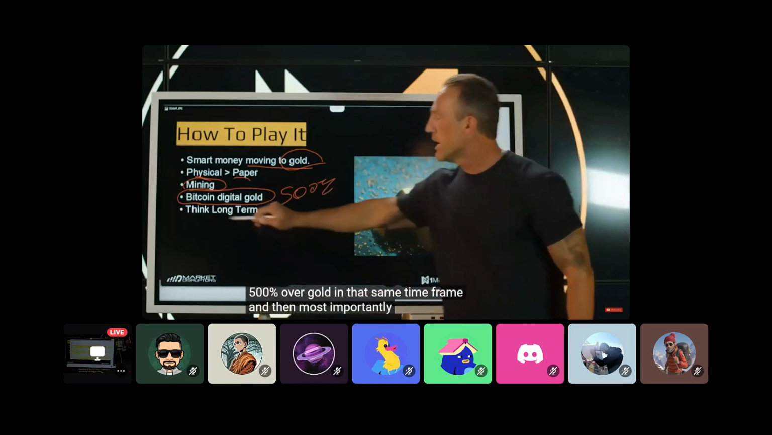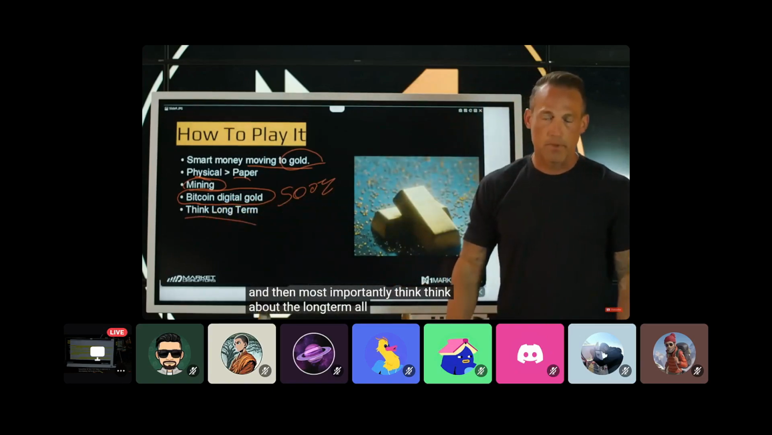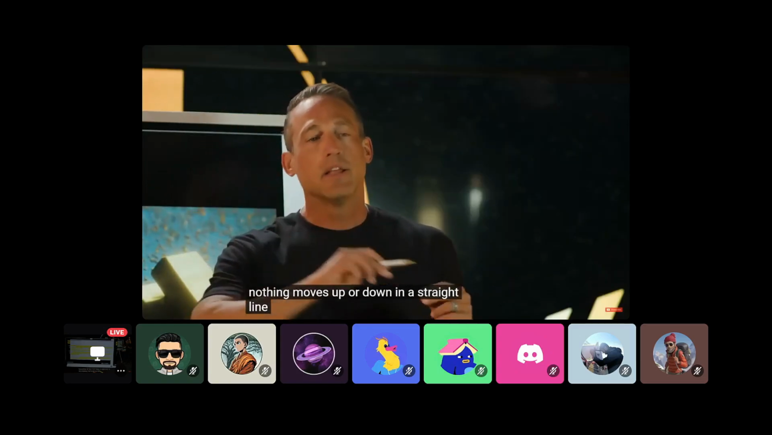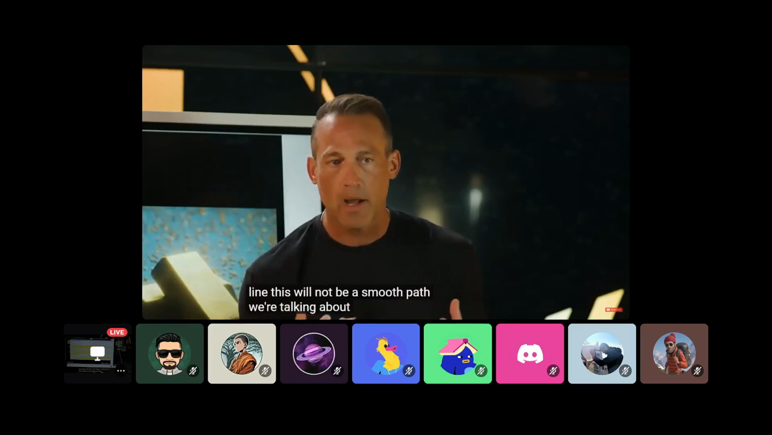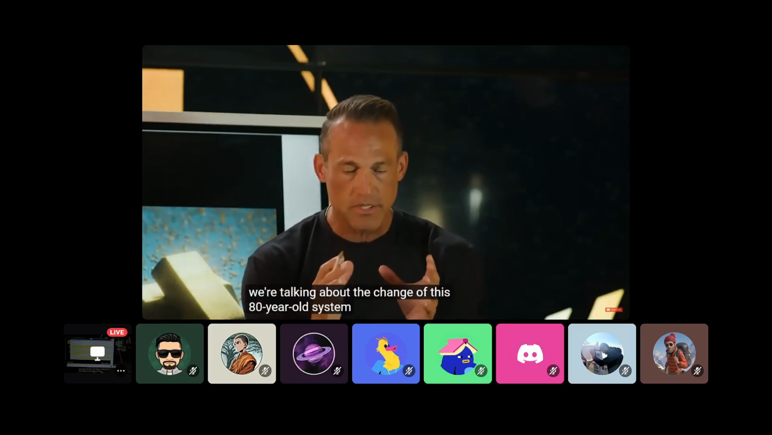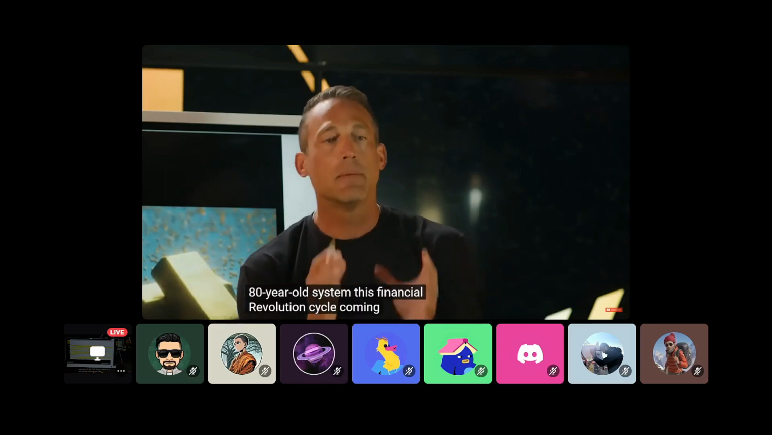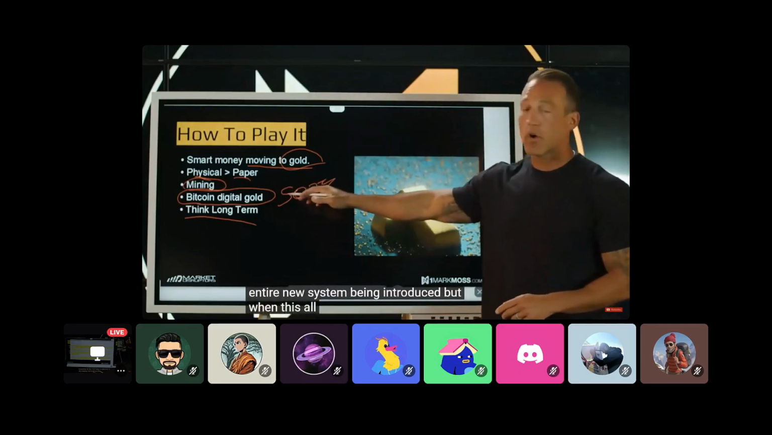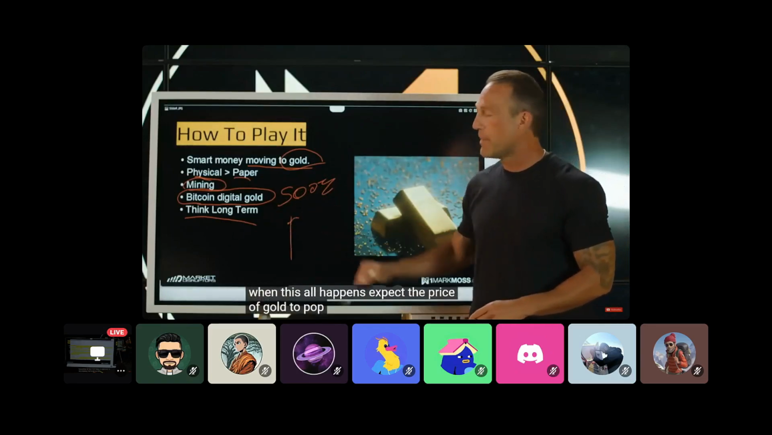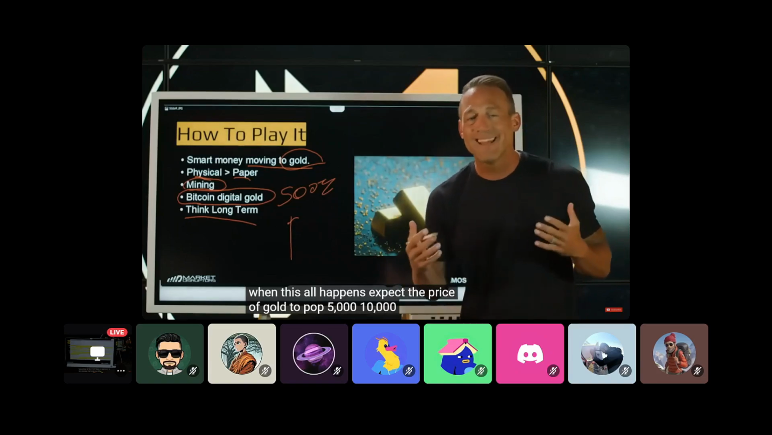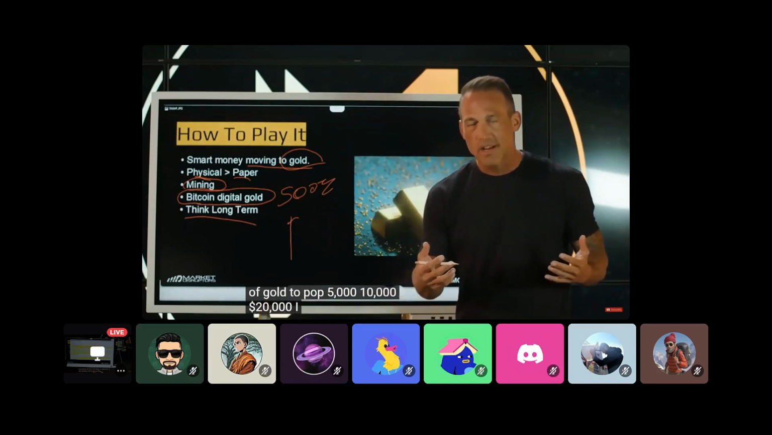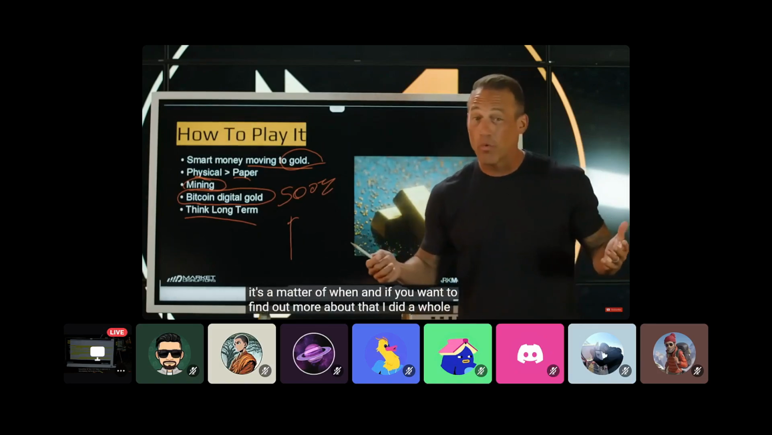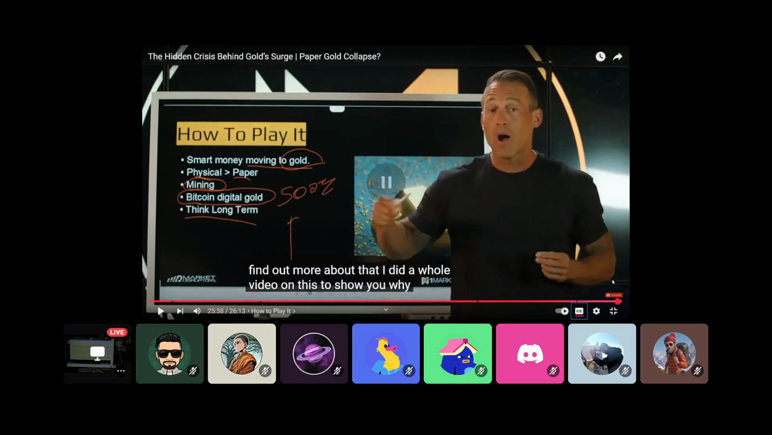And then most importantly, think about the long term. All right, as I showed you that gold chart in the beginning, nothing moves up or down in a straight line. This will not be a smooth path. We're talking about the change of this 80-year-old system, this financial revolution cycle coming to an end, and an entire new system being introduced. But when this all happens, expect the price of gold to pop $5,000, $10,000, $20,000. I don't think it's if, I think it's a matter of when. And if you want to find out more about that, I did a whole video on this to show you why.